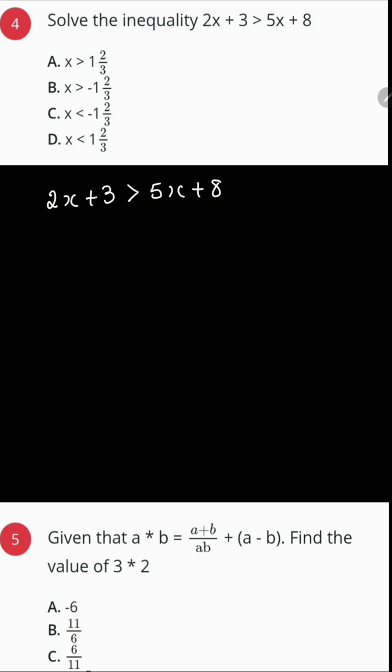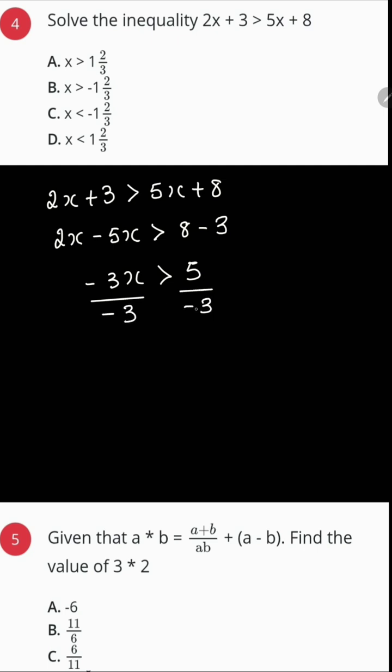So what you do is that you collect like terms. So you are going to have 2x minus 5x greater than 8 minus 3. So 2x minus 5x is minus 3x, okay? Then greater than 8 minus 3 is 5. So what you do, you're going to divide both sides by the coefficient of x, which is minus 3. So this is over minus 3.